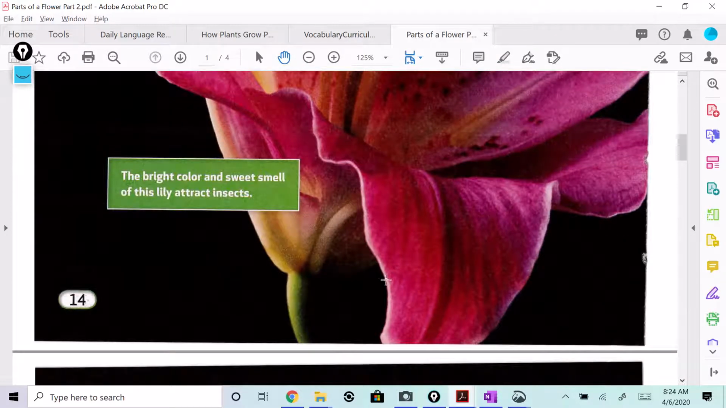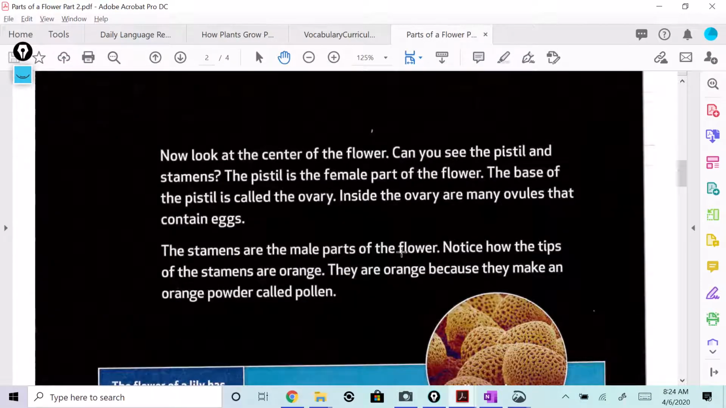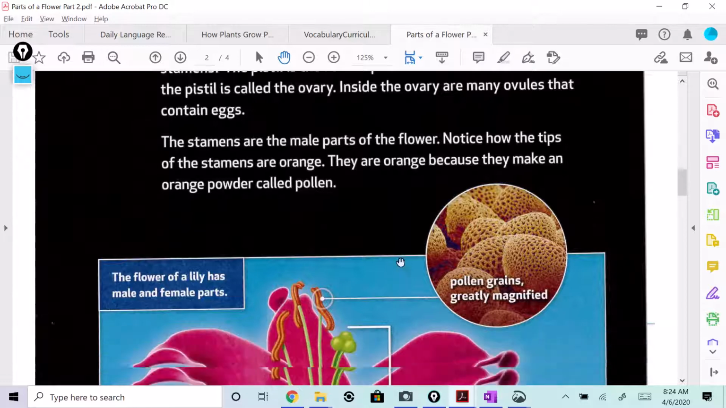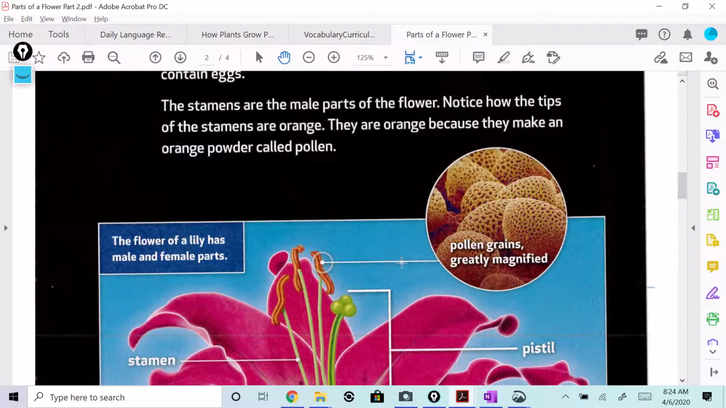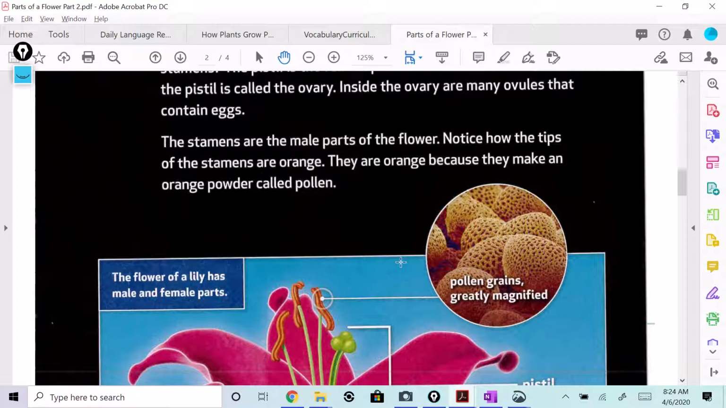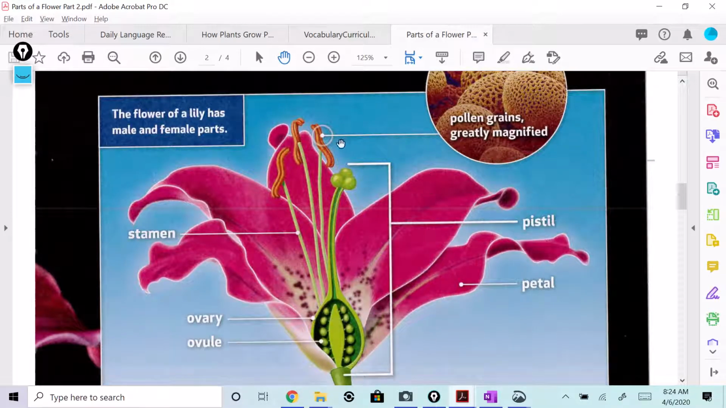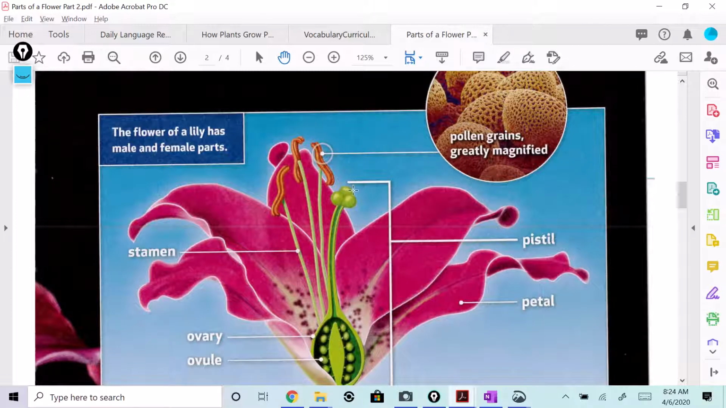I wonder if you can show it, it doesn't show the base in this one. That contain eggs, right? The stamens are the male parts of the flower. Notice how the tips of the stamen are orange, see that? There they are. Notice how the tips are orange? They are orange because they make an orange powder called pollen. So right up here, bees come to get pollen, and they bring that pollen from flower to flower.